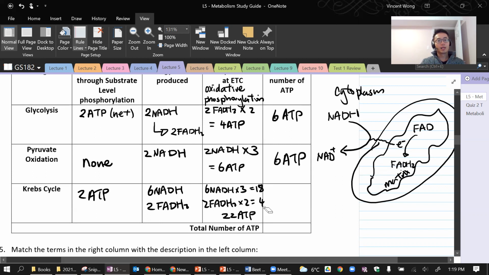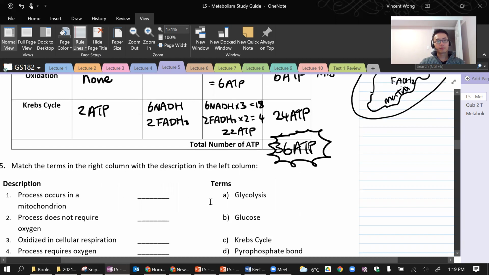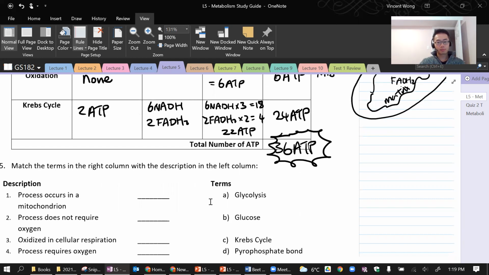I hope it does. So all together, from the Krebs cycle, 24. If you add them all up, 6 plus 6 is 12. 12 plus 24 is 36 ATP. Okay. Any question before we do polls?